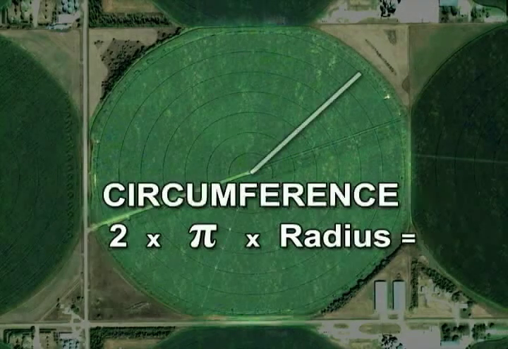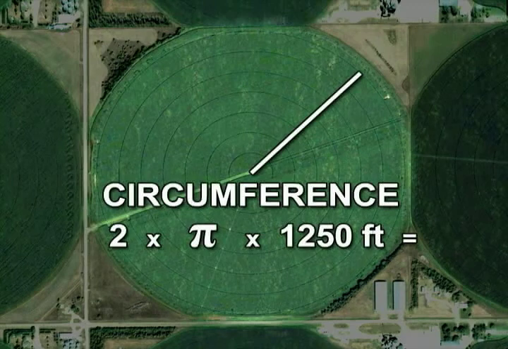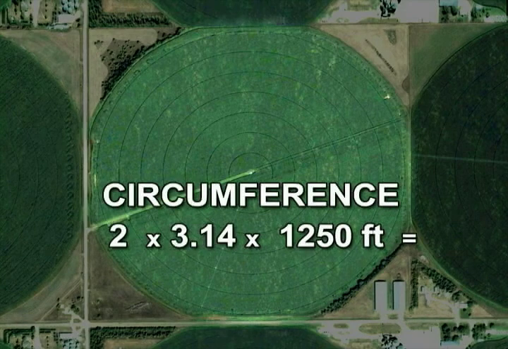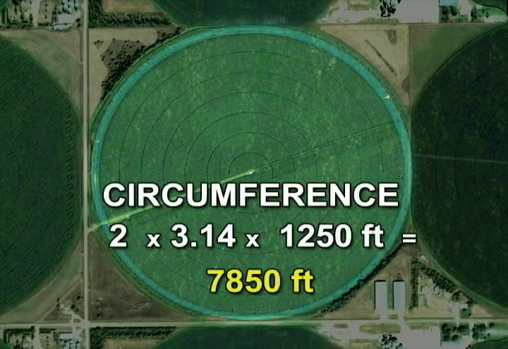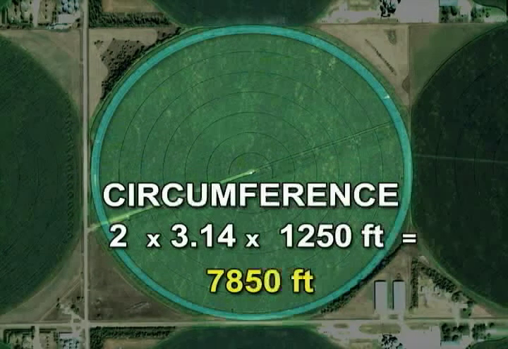For this example, we will assume the radius is 1,250 feet. Circumference then equals 2 times 3.14 times 1,250 feet. The circumference of the last wheel track is calculated to be 7,850 feet.